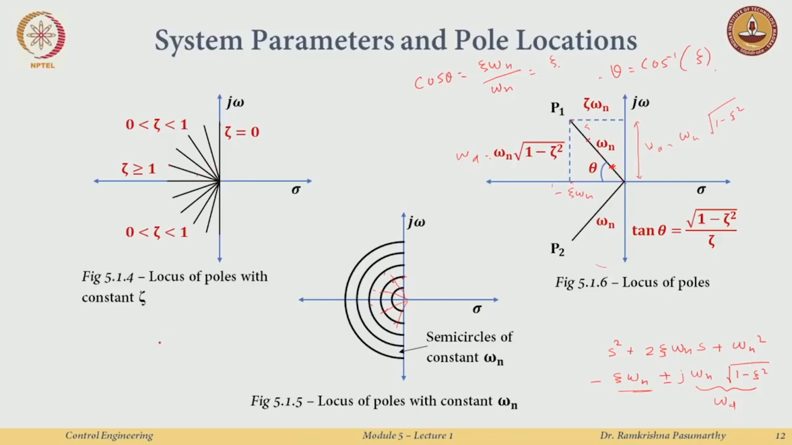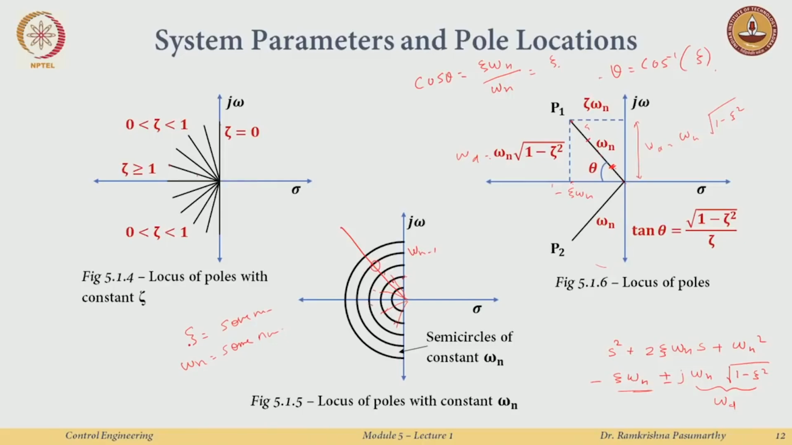Say I design something such that zeta is some number and omega n is also some number. Say theta is 45 degrees and omega n is 1. So I have these constant omega n circles, and then I just draw a line for theta being 45 degrees. I just draw a line from here till here, and if this is omega n equal to 1, then my pole should be here.